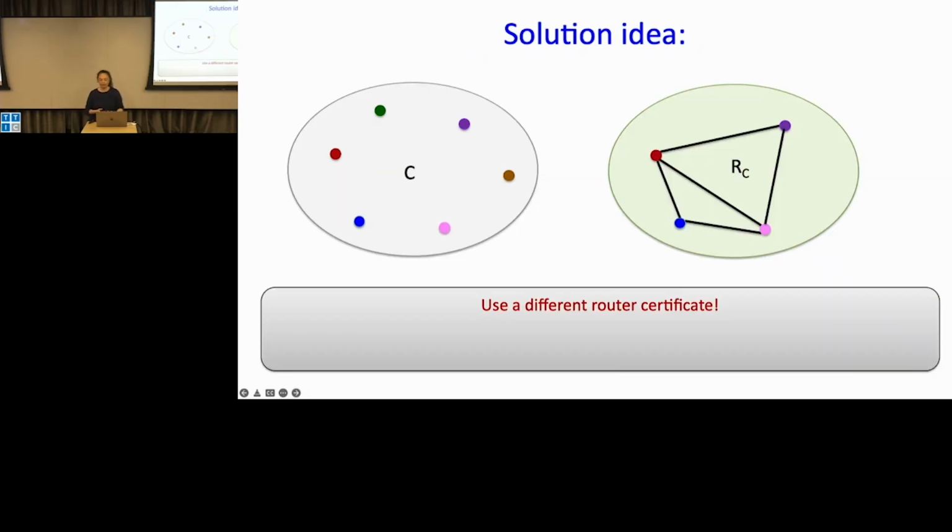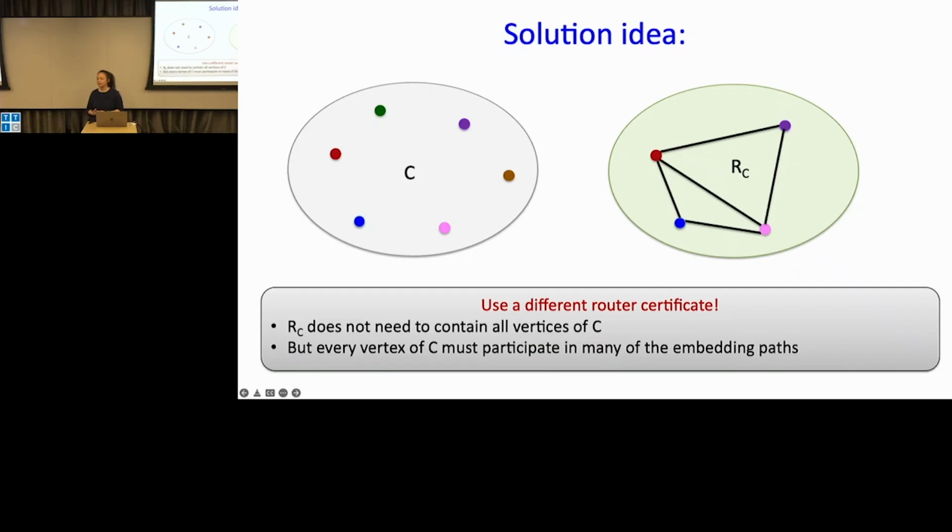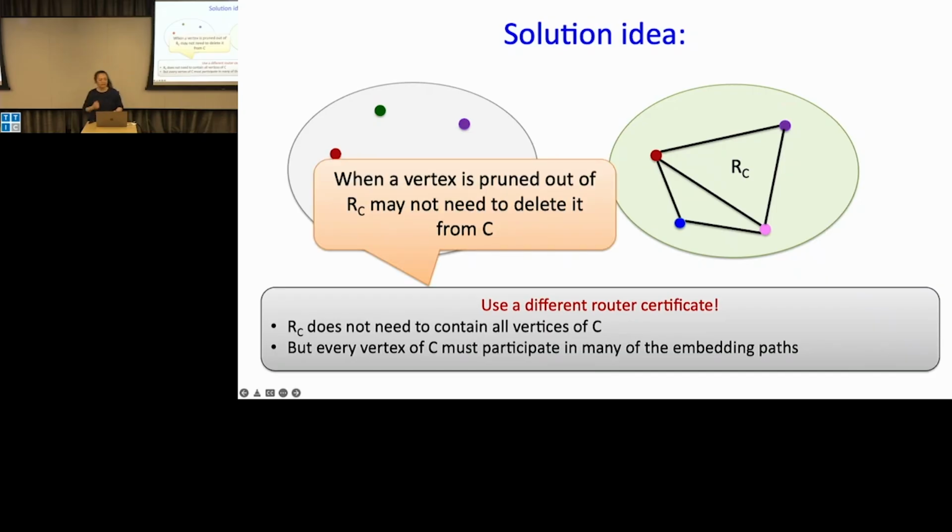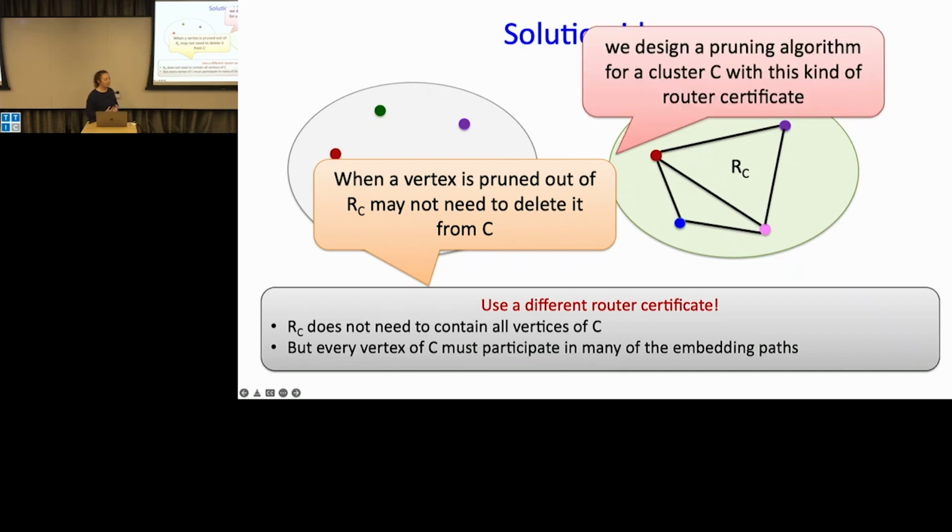So the way we get around it is that we use a different router certificate. We don't require that this RC contains all vertices of C. We only require that every vertex of C participates in a large enough number of embedding paths. And it turns out that this is enough to ensure that C is indeed a router. And now, even as we prune this RC, we don't have to immediately delete these vertices from C, and this makes a difference. But eventually, you still need to design a pruning algorithm for these kind of routers, like this C, that have this kind of certificates, and this is quite a bit of work.